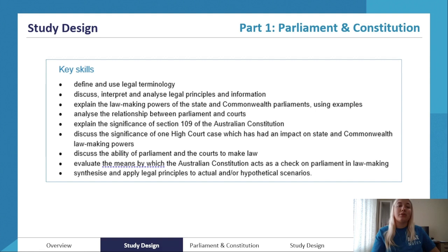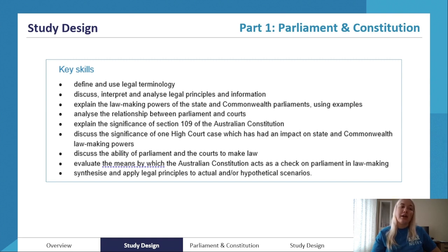So the key skills basically show what type of questions you might get for this area of study. So you need to be able to define and use legal terminology. That's always the case. So providing definitions, discuss, interpret, and analyze legal principles and information. So this is where you might be presented with fake scenarios and things like that, or articles, and you need to be able to use stimulus material to answer questions and incorporate information from the stimulus material into your responses to get those full marks.